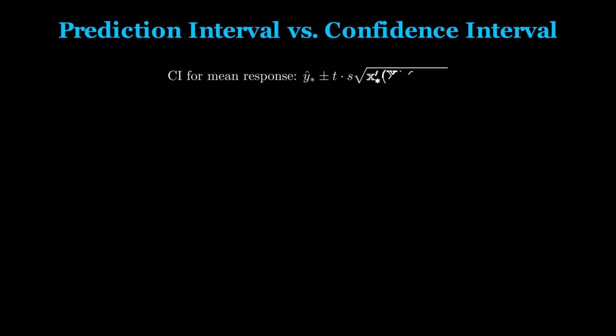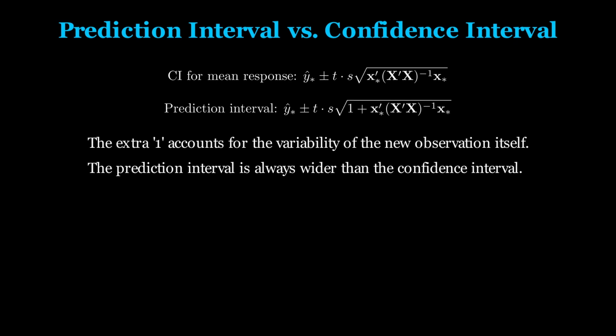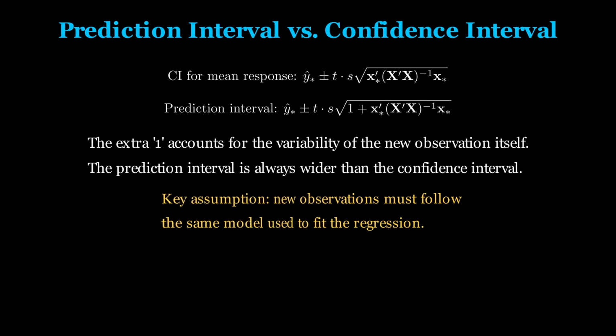The key difference between a prediction interval and a confidence interval for the mean response is the extra 1 inside the square root. This extra term accounts for the irreducible variability of the new observation itself, making the prediction interval always wider than the confidence interval. For predictions to be valid, the new observation should follow the same model as the training data. For example, using a model developed with data from regions with populations up to 40,000 to predict for a region with a population of 400,000 would be ill-advised.